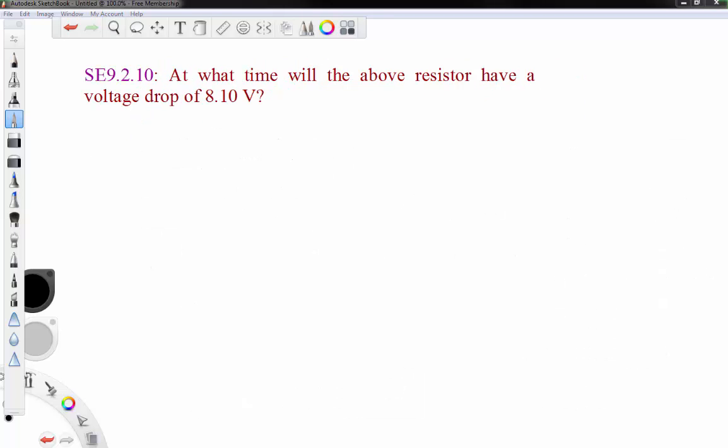At what time will this resistor have a voltage drop of delta V equals 8.1 volts? Well, delta V is again delta V naught times 1 minus e to the negative t over tau.